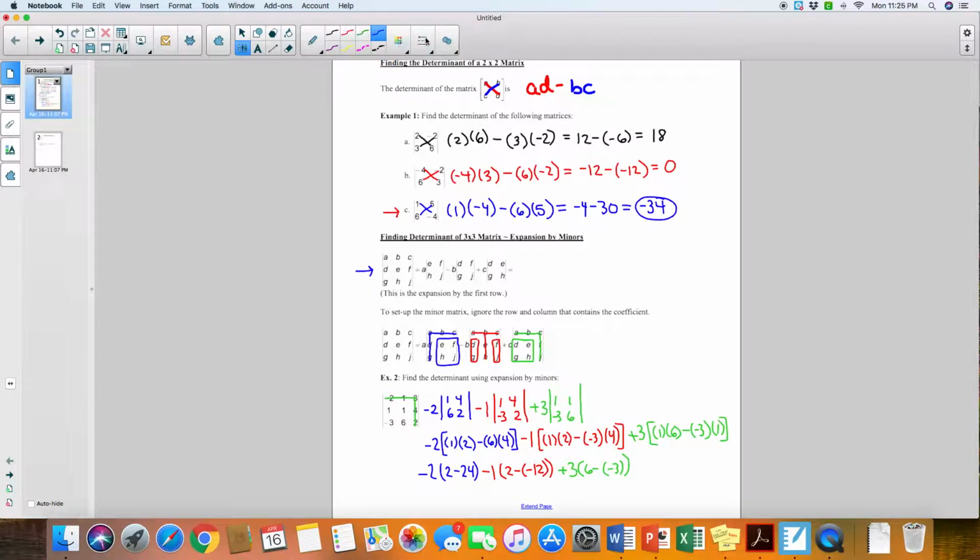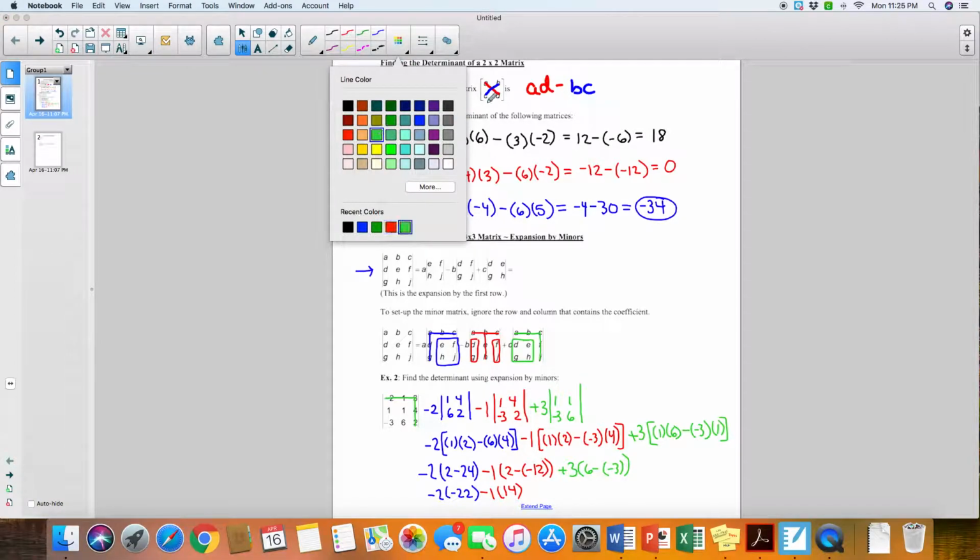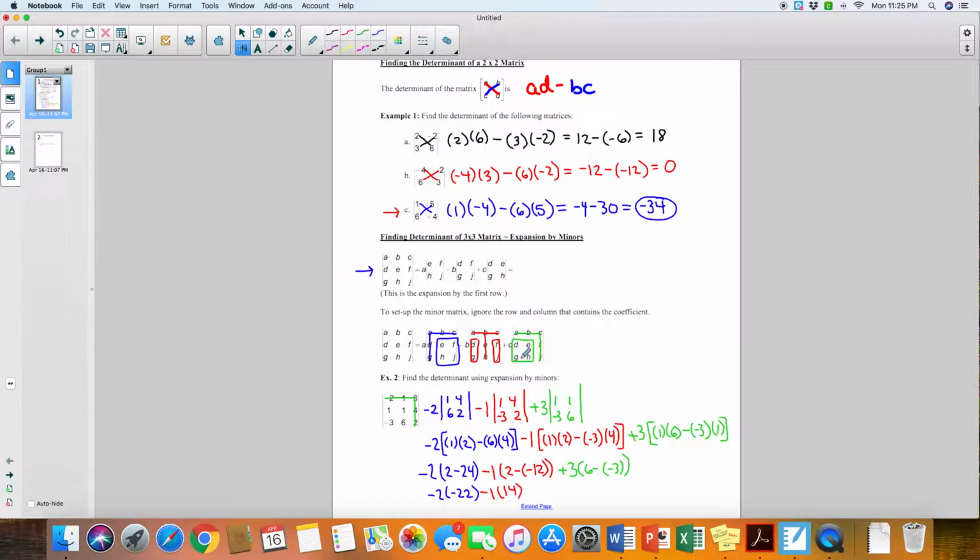All right, then we can simplify a little bit more. So that would be -2 times, so 2 minus 24 is negative 22. All right, 2 minus negative 12, that will be plus, so 2 plus 12 is 14. And 3 minus negative 3, so that will be 6 minus negative 3, so 6 plus 3, which is 9.